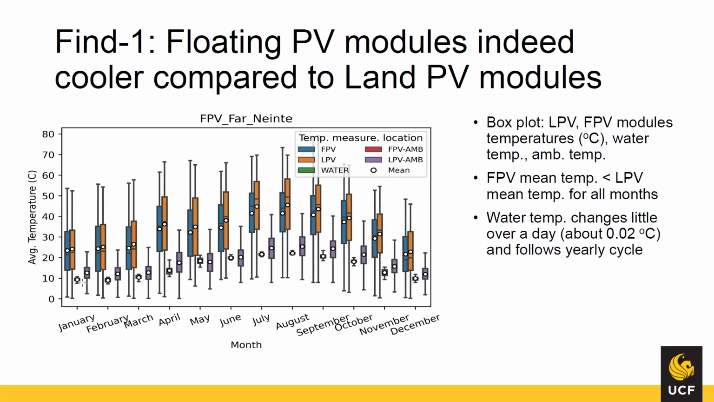Another interesting thing is the water temperature. We collected three levels of water temperature: one close to the floating structure, one at medium depth, and one at the bottom of the lake or pond. Averaging those three sensors, we see the water temperature doesn't change much and just follows the cycle of the year. On a day-to-day basis, the water temperature might change by about 0.02 Celsius and not beyond that. The ambient temperatures for the floating PV and land PV also did not change much. They remained pretty much constant.